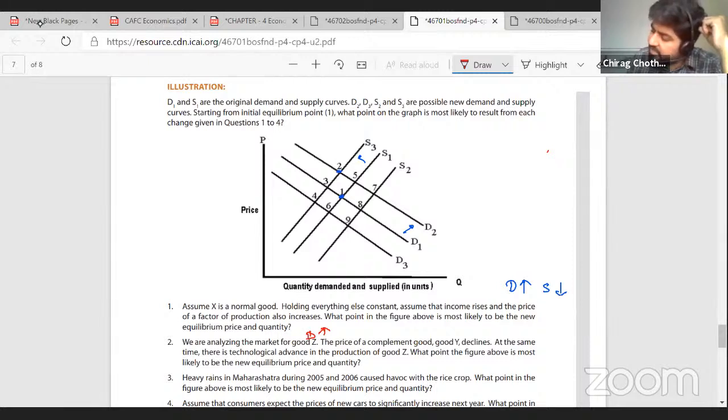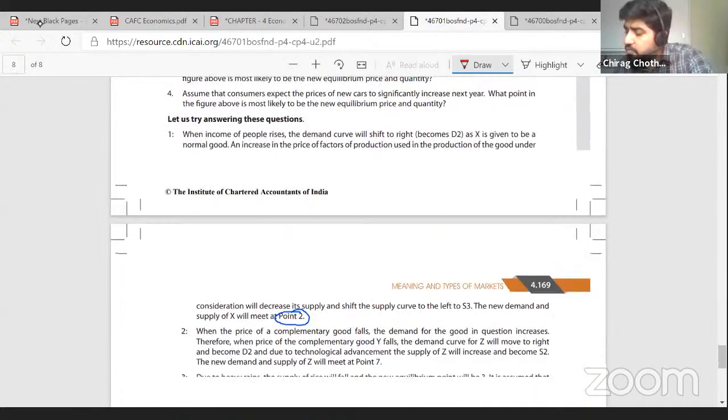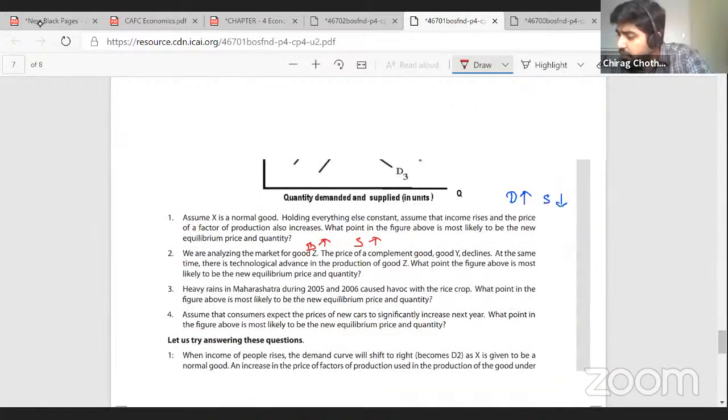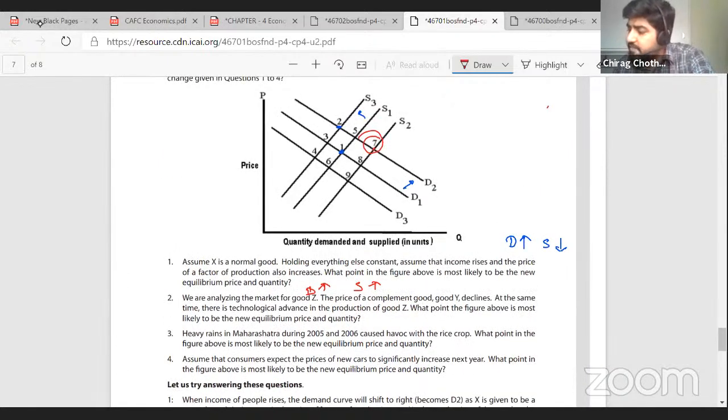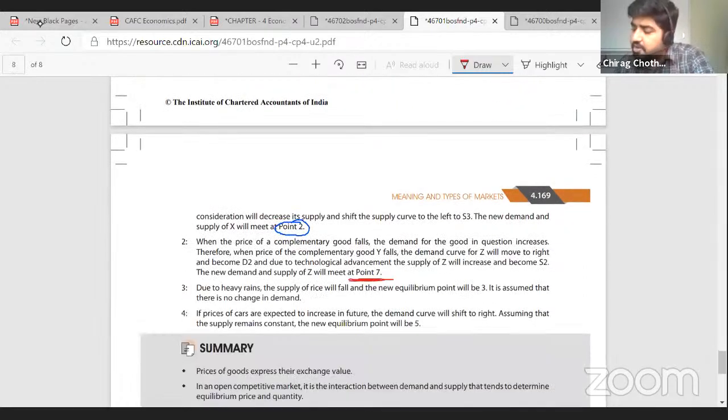At the same time, there is a technological advancement in production of goods Z. Technological advancement means supply will also increase. So if demand increases, that means it will shift from D1 to D2, and supply also increases. So that means it will shift from S1 to S2. So we have to find out a point where D2 and S2 meet each other, right? So D2 and S2 meet each other at equilibrium point 7, right? At this point, which I have marked already. Let's see if that is correct. Oh, yes, that's correct. Point number 7.